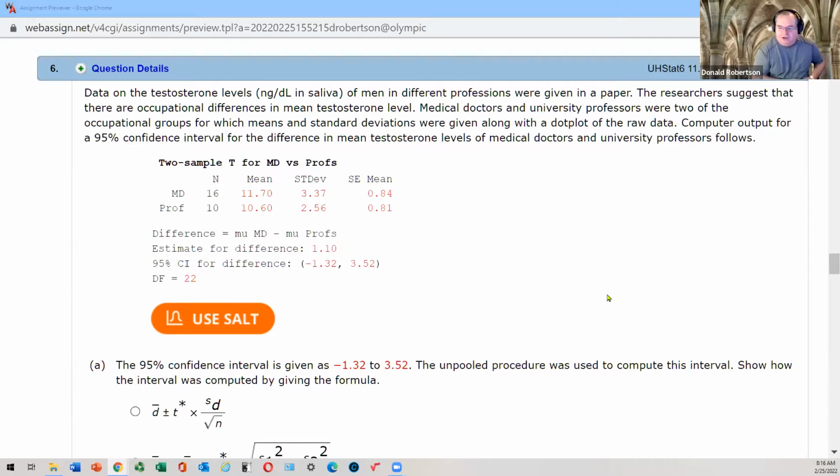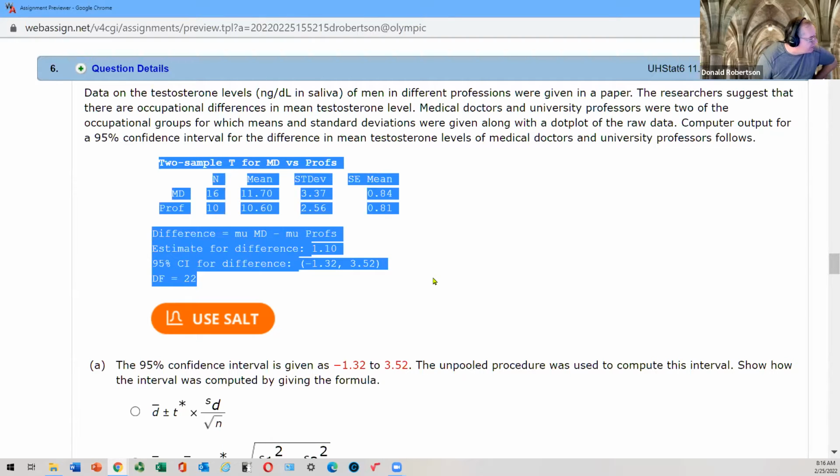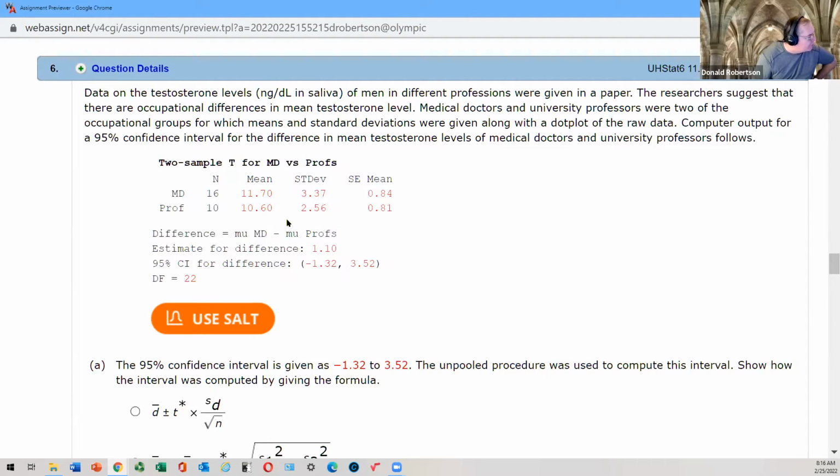So we got question 6. And I said this one is a little bit weird at the end, and it is, because everything you need to know is actually here. It's almost like they did Salt for you. So what we have here is the testosterone levels of men in 2 different professions. The researcher suggested that there are occupational differences in the mean testosterone level between medical doctors and university professors.